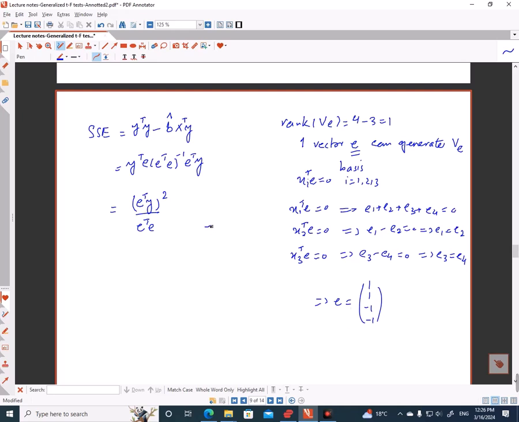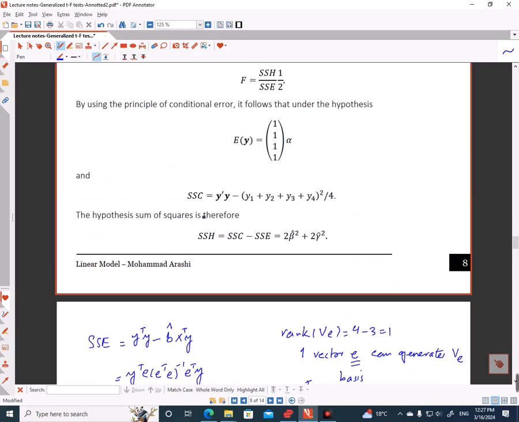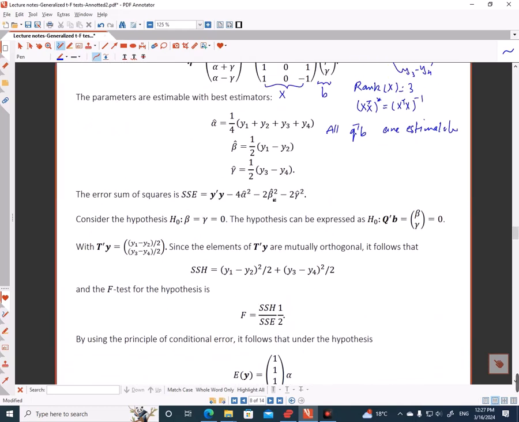So I can write it here. The e prime e is equal to 4, and e prime y means the first element adding the second element minus the third element minus the fourth element. So you can write it as this: y1 plus y2 minus y3 minus y4, squared. So you see, you can get SSE simply in this way, and you can also get it in the form that we wrote above. You can write it in this way.